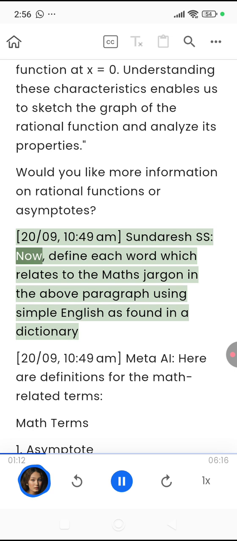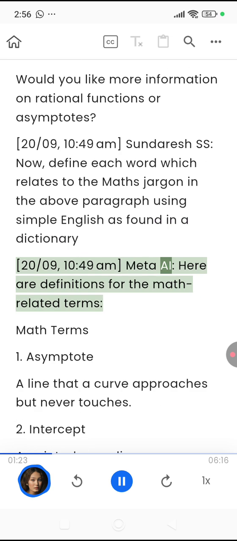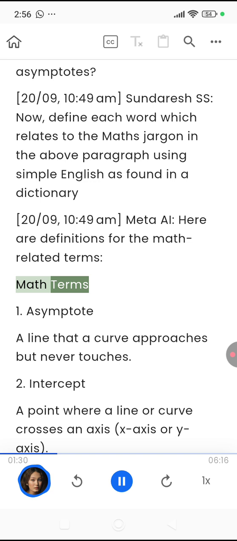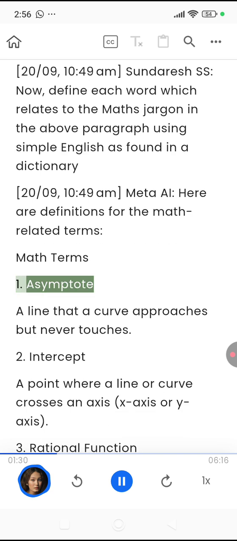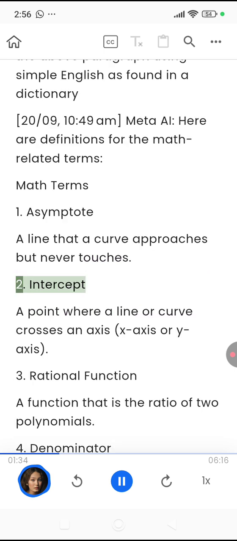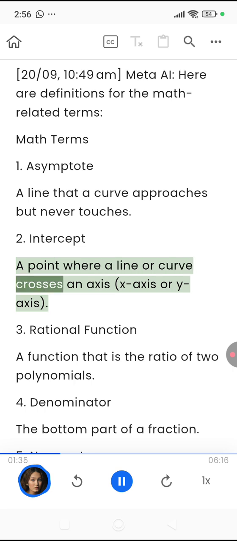Sundaresh SS: Now, define each word which relates to the maths jargon in the above paragraph using simple English as found in a dictionary. Meta AI: Here are definitions for the math-related terms. Math terms. 1. Asymptote. A line that a curve approaches but never touches. 2. Intercept. A point where a line or curve crosses an axis.